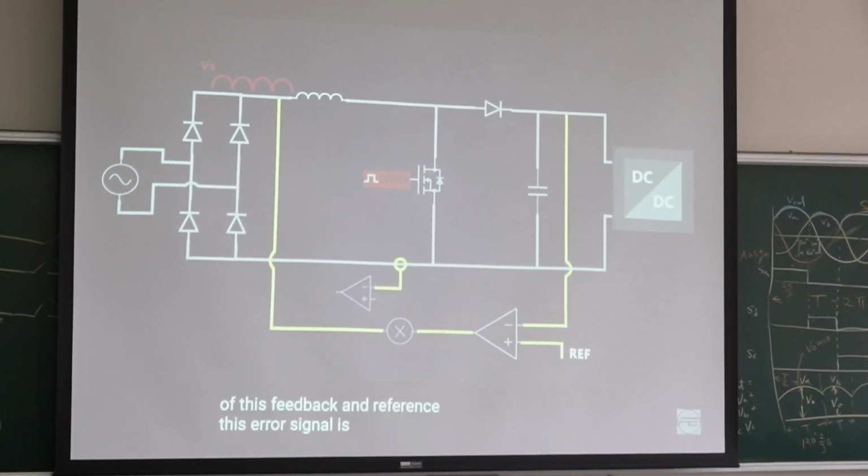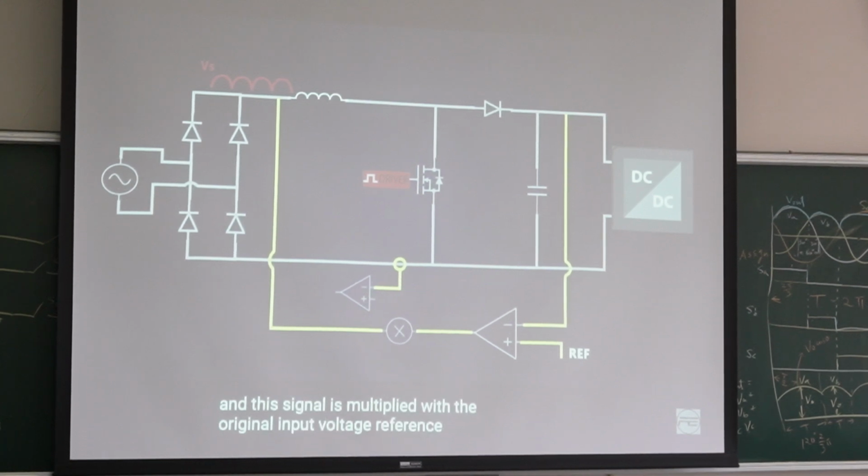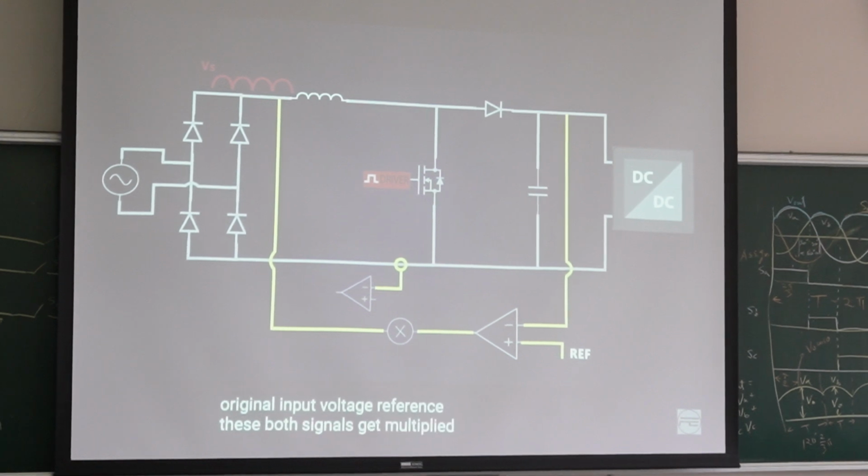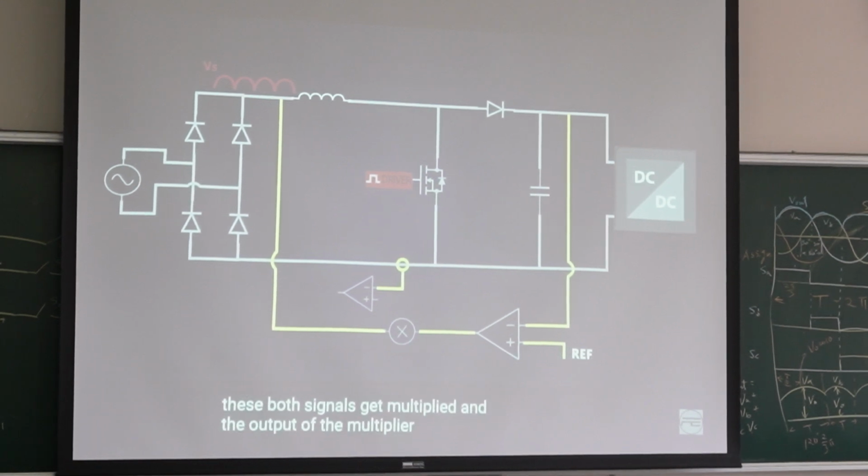This error signal is provided to one of the inputs of a multiplier. Then this input is multiplied with the original input voltage reference. These two signals get multiplied, and the output of the multiplier goes to a comparator, which compares this multiplied reference signal, the desired current, and the real current flowing in the circuit.